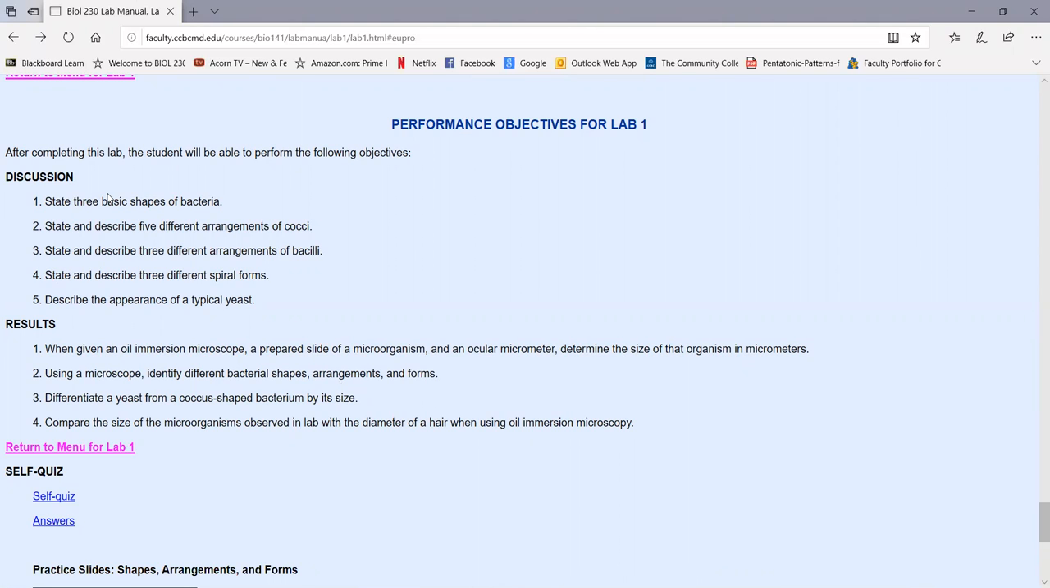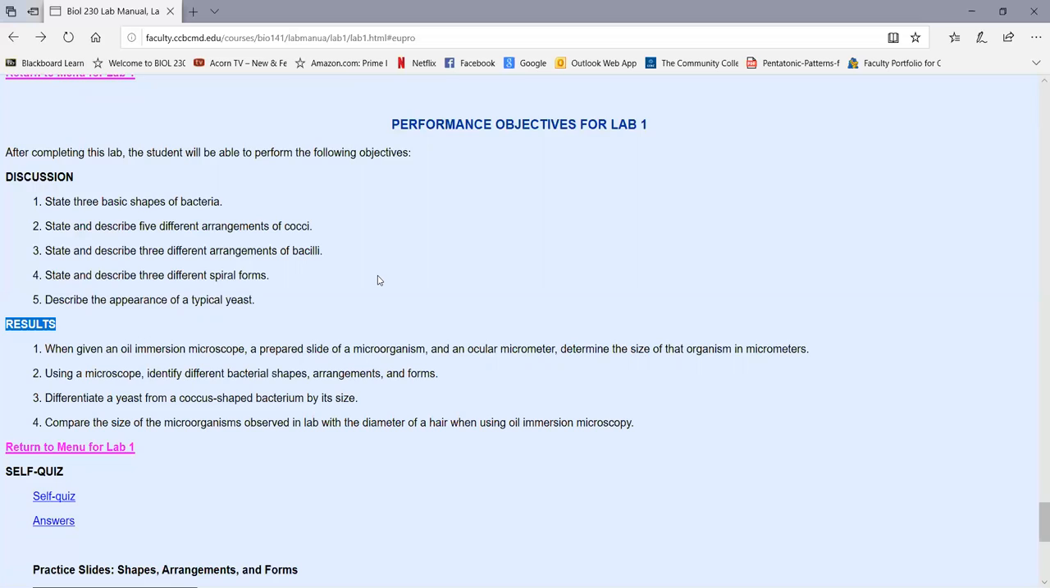And as I mentioned when we talked about objectives, if the objectives fall under discussion, then that's usually content or theoretical material that you would answer by means of short answer, multiple choice, or matching questions. And if the objectives fall under results, then those are often practical questions. Now, in the first couple of labs, I'll go through the objectives with you to remind you they're there. After that, I'll just assume that you're doing the objectives.